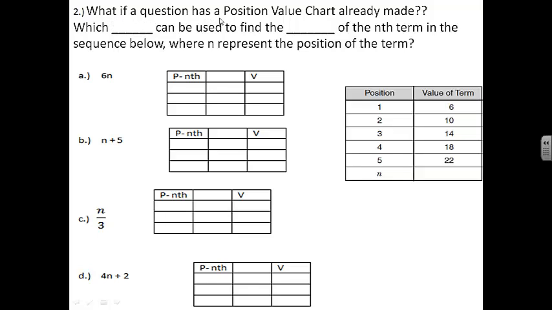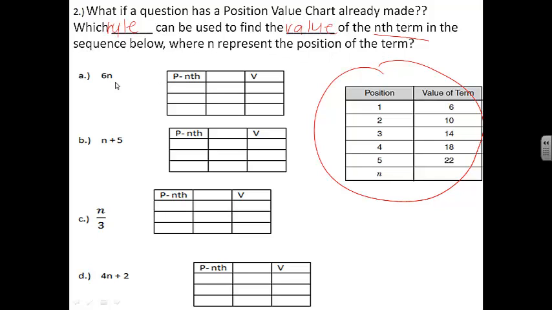Okay, what if a question has a position value chart already made? So I'm asking you a question from a position value chart that the question made. So let me get my notes. Which rule can be used to find the value of the nth term in the sequence below, where n represents the position of the value of the term? Again, these questions, I don't know why they make them so hard.